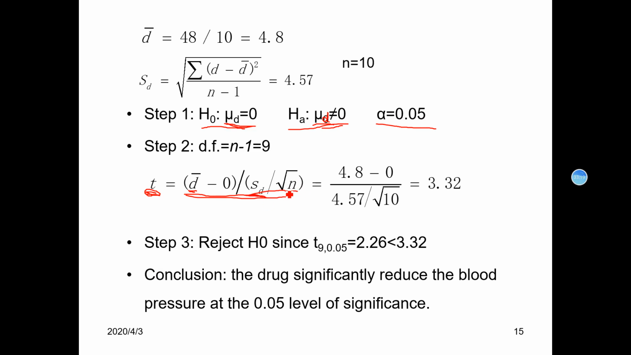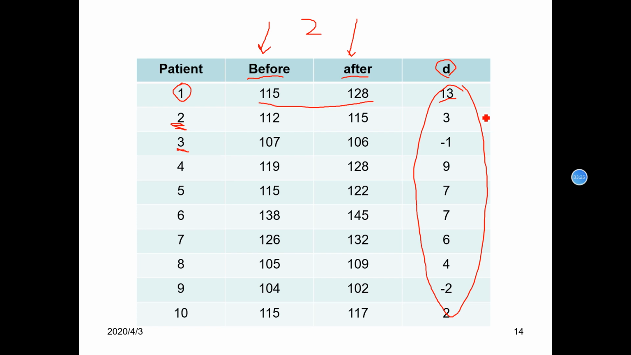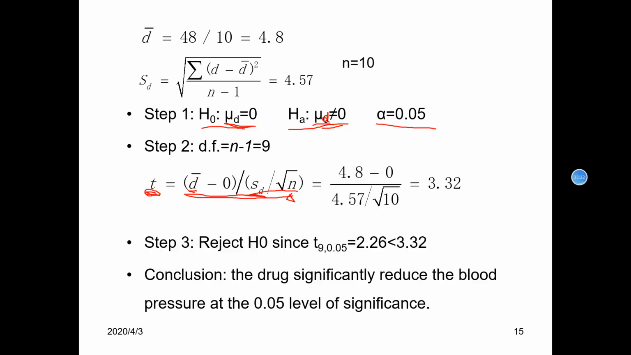This is the little n. The little n is the number of differences. We can find that we have 10 numbers of difference here, so the little n should be 10. So we just calculate all the numbers we need and put all the numbers into the formula, and finally we can get the t value.